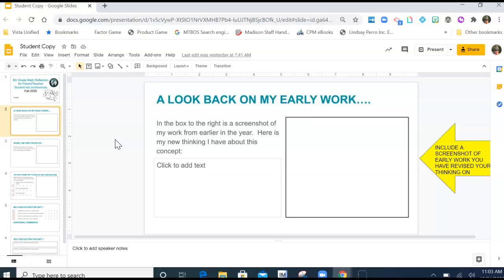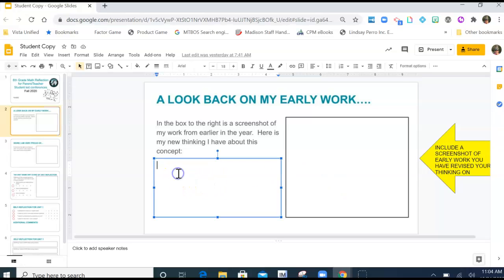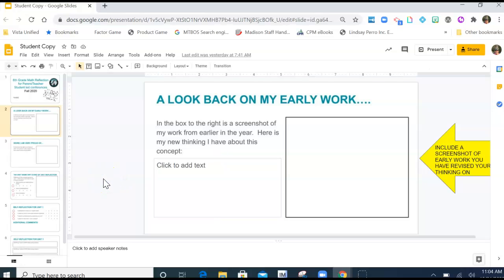So go back and look in your Desmos, and you kind of got to go on a little scavenger hunt and find some work that you know you have changed your thinking on. So maybe it was something that you did in the beginning, and now you have new thinking about what you did, and you can go ahead and include that right here. So go get a screenshot of some early work that you have revised your thinking on, and then you're going to put the screenshot in this box right here, and over here you're going to click and talk about and write about what your new thinking is about this concept that you did.